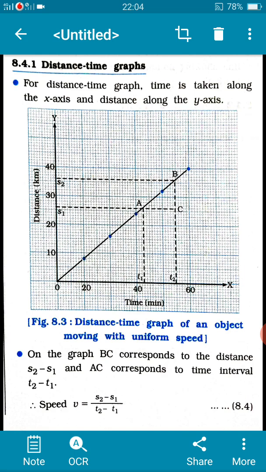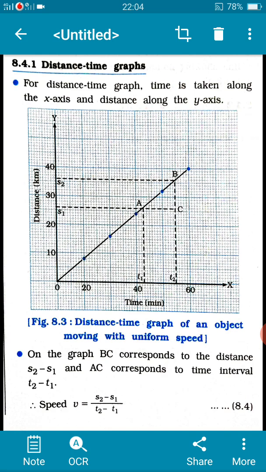The portion AC represents T2 minus T1, whereas the portion BC corresponds to the distance S2 minus S1. B is S2 and C is S1. So the BC portion represents S2 minus S1.